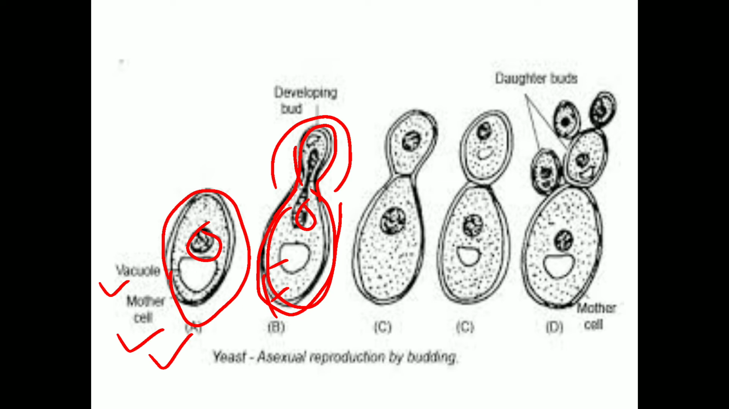Next, what happens? There is a transfer of the parent nucleus into the developing bud, and they are separated with the help of constriction.